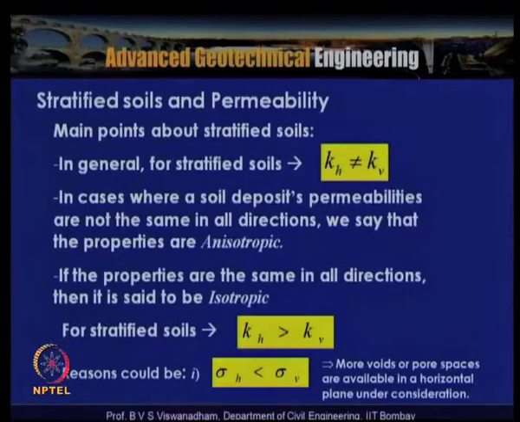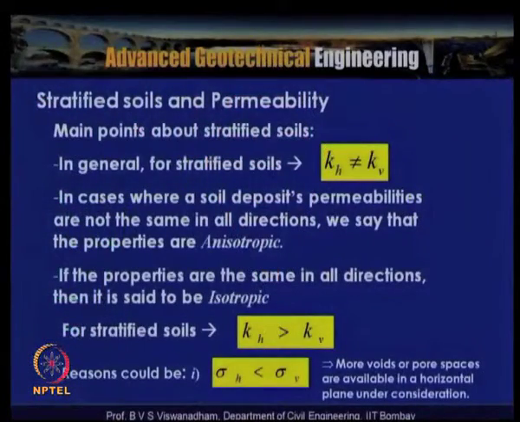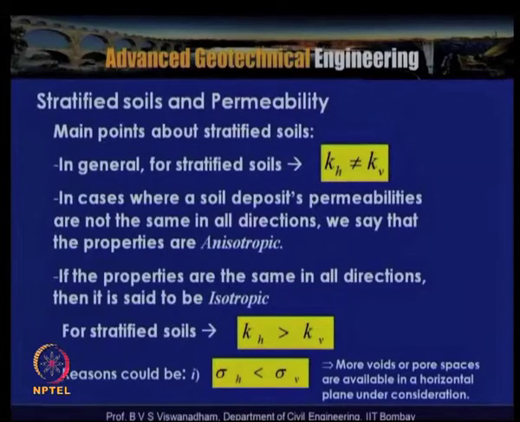For example, when you are constructing an embankment with a material obtained from a borrow area, and you achieve identical permeability because of the compaction, then we can say that the permeability is isotropic in nature. But when we are constructing earthen dams with different types of soils, or when we are considering flow occurring in soil strata, they are generally anisotropic in nature. So for stratified soils, Kh is always greater than Kv.